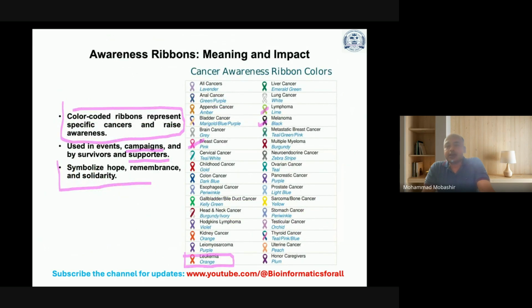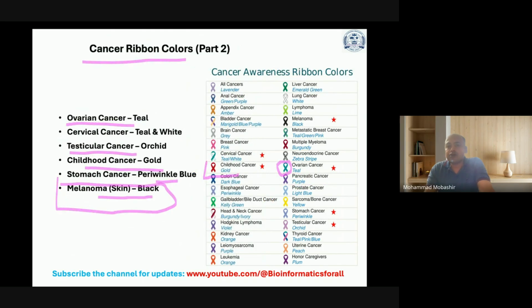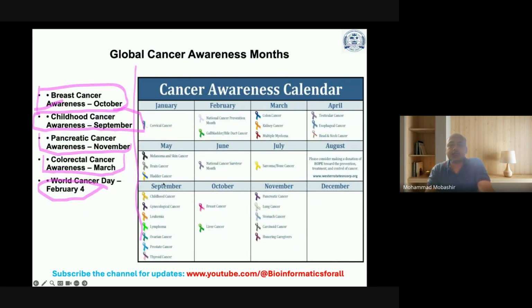Now, there are some color codes also. For example, today we are going to discuss ovarian cancer, which has this color, that is teal color. So this is ovarian cancer. Different colors are for different cancers, but there are some similar colors also. This is the month of September, where you can see ovarian cancer is also in the month of September. So this month is meant for the awareness of ovarian cancer, and you can call September ovarian cancer awareness month.